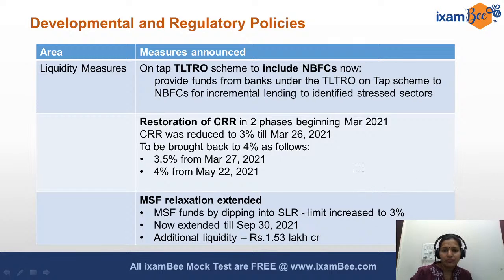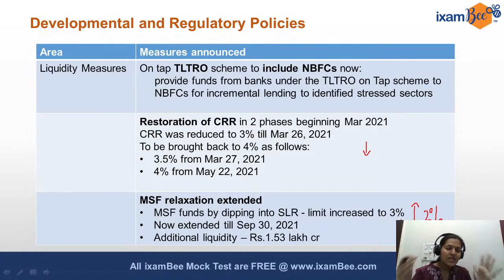Here the banks had their own money which they could use, so the borrowing limit was increased to help the liquidity. It was increased from 2% to 3%.